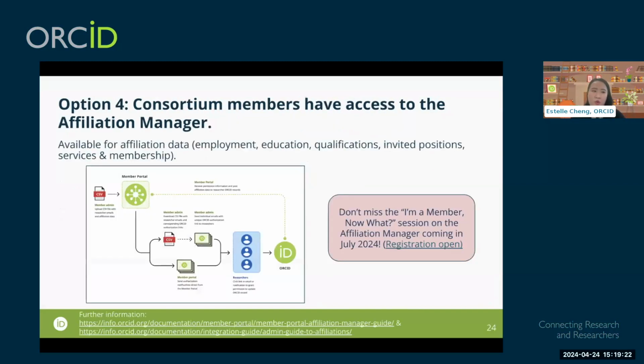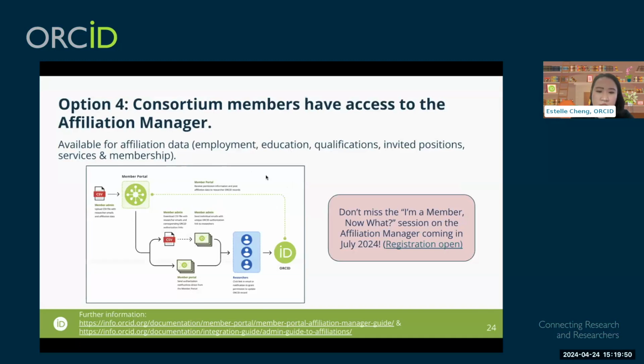And option 4 is about consortium members. So this is also, as I shared, a feature exclusive now for consortium members. And basically it's a tool that helps you to add different kinds of affiliation data from employment, education, qualification, etc., to be connected with ORCID.